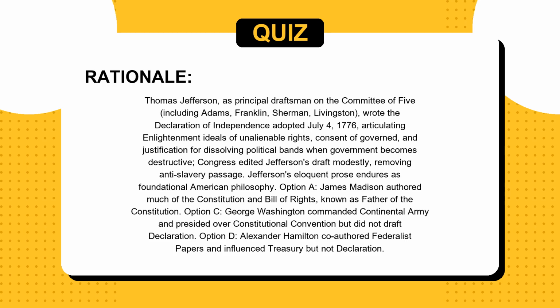Option A, James Madison authored much of the Constitution and Bill of Rights, known as Father of the Constitution. Option C, George Washington commanded the Continental Army and presided over the Constitutional Convention, but did not draft the Declaration. Option D, Alexander Hamilton co-authored the Federalist Papers and influenced the Treasury, but not the Declaration.